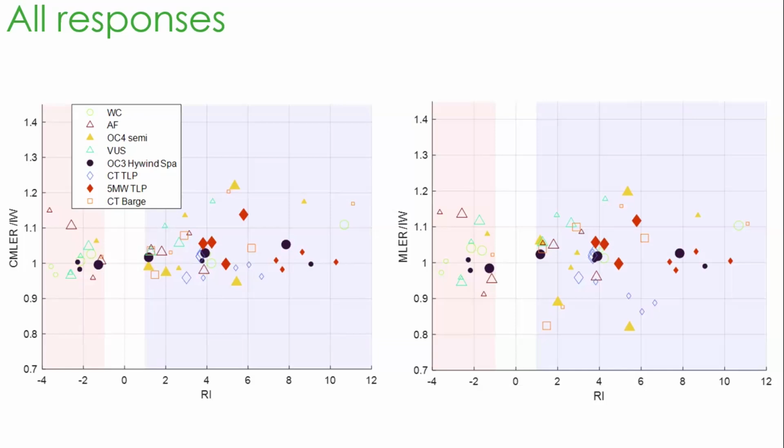I guess the main one was that it seems to work better in general for TLPs and spars. I suppose they are less dynamic than the semi-subs and the barges. So if it's the linear RAOs, that's maybe a description for those cases.